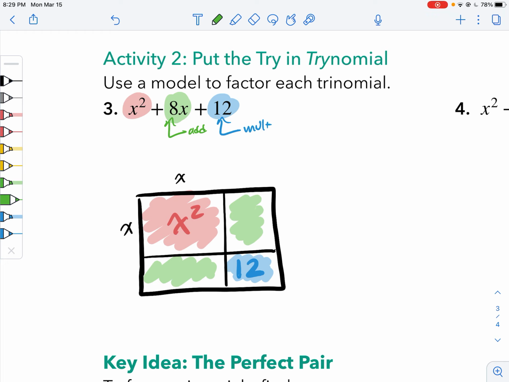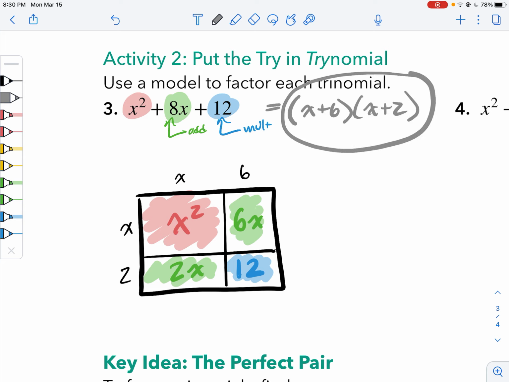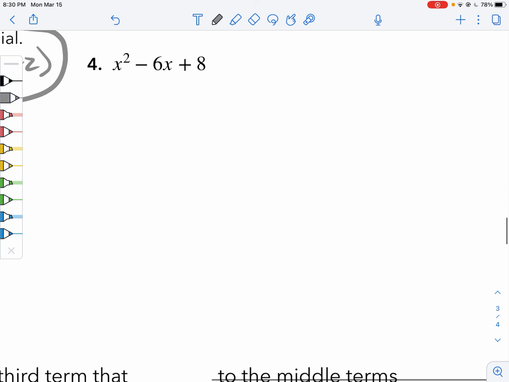Did you figure it out yet? Your answer should be, to get something to add up to 8x, you'll want to get 6x plus 2x. So up on top you'll have x plus 6, and on the side, x plus 2. So your final answer, this factored, is x plus 6 times x plus 2. Now let's do that same process on this other side.